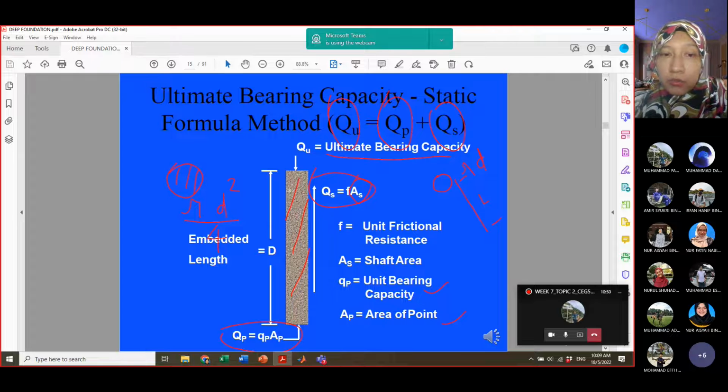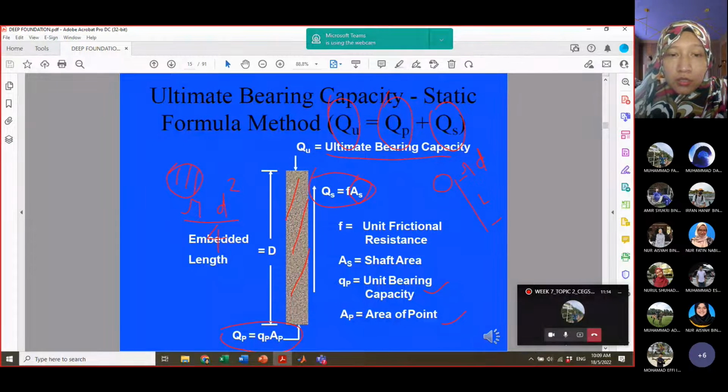So D is referring to the embedment length. There are piles that are fully embedded in the ground. There are piles that come from manufacturing as 9 meter for example, but embedded only 8 meter. So 1 meter is on the ground surface.